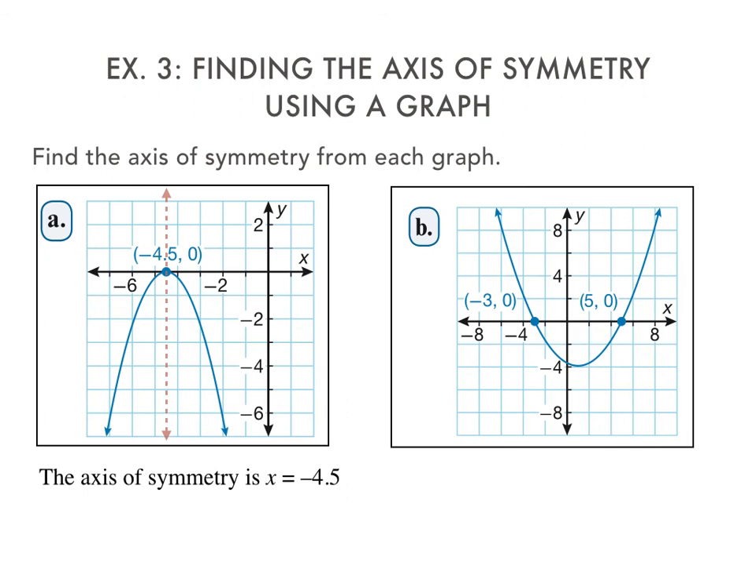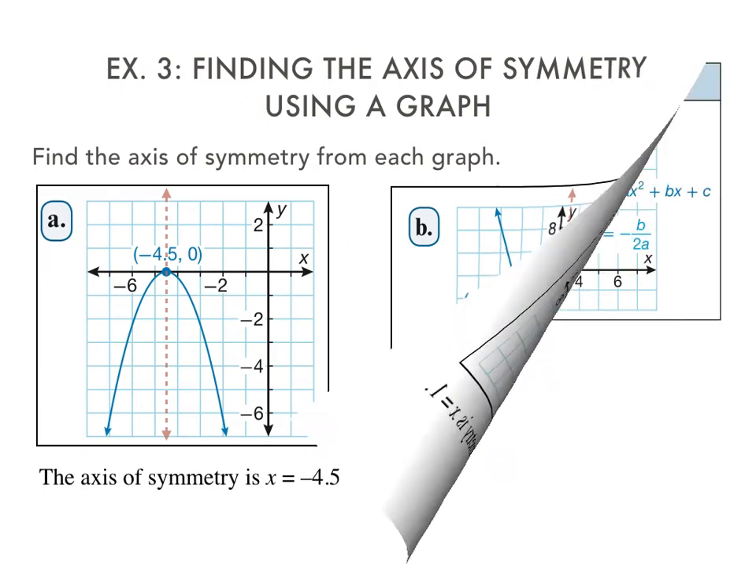In problem B, let's identify our axis of symmetry. It goes through the vertex. The coordinate of the vertex, if you look carefully at the way the scale is and the interval on the graph, is 1, -4. So the axis of symmetry is x equals 1. So that's how we find the axis of symmetry using a graph.